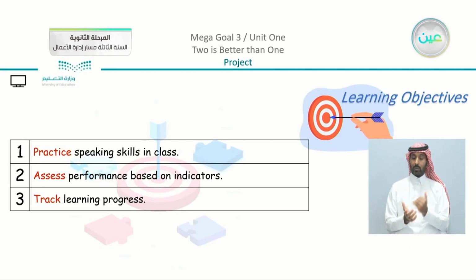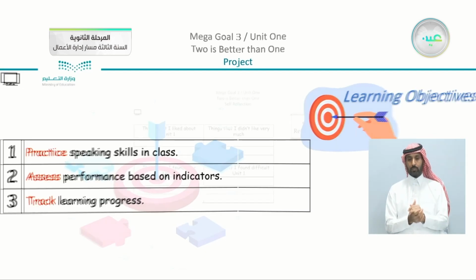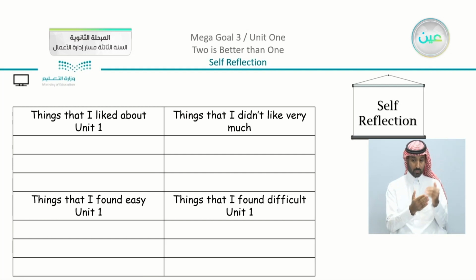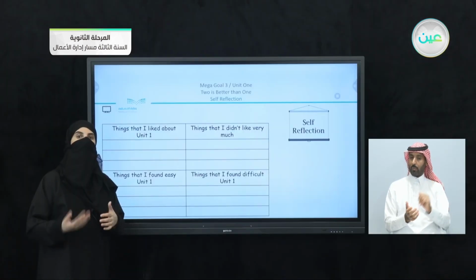Assess performance based on indicators and track learning progress. So we have in the book the self-reflection, we have the table. Now the table is divided into 4 parts. We have the first part, things that I liked about Unit 1.